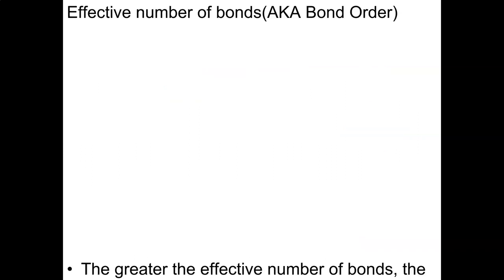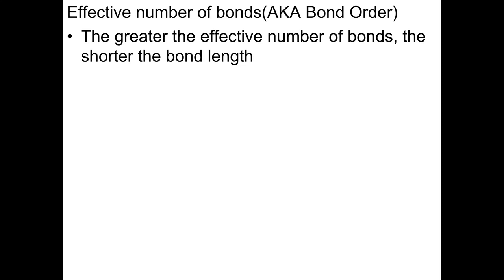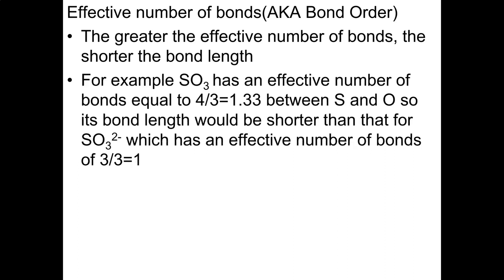All right, effective number of bonds, the other thing I want to go over. The greater the effective number of bonds, the shorter the bond length. This is how you relate the bond length of one chemical to another. So for example, SO3 has an effective number of bonds equal to 4/3 between S and O, so its bond length will be shorter than that of SO3 2-. Let me draw both of these so you can see what this is, because you're probably looking at this going, where is he getting these numbers from? So here's SO3. Remember, it's a resonance structure. And SO3 2-, which is the other one, will look like this.